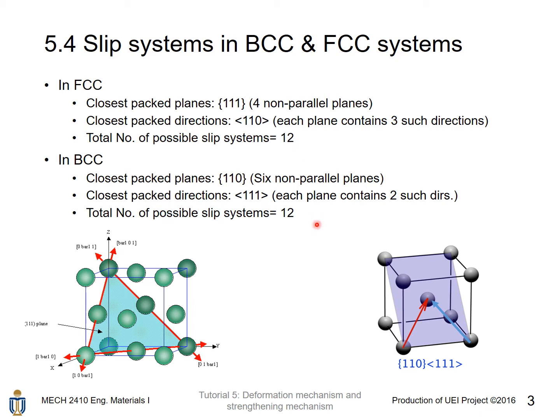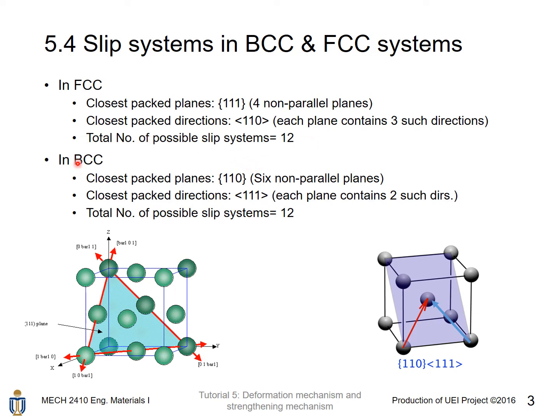this packed direction, as actually positive or negative doesn't matter, because when we reverse the direction of the applied stress, then basically the negative direction can be generated again. So we ignore the positive and negative direction of the slip direction. And that's why the total number of possible slip systems is 12.